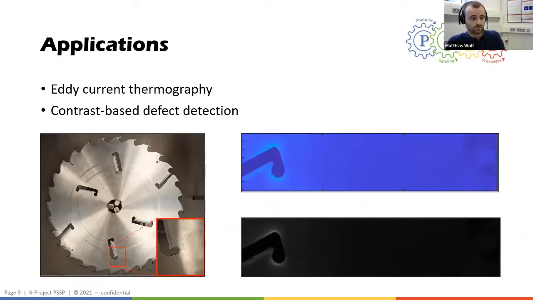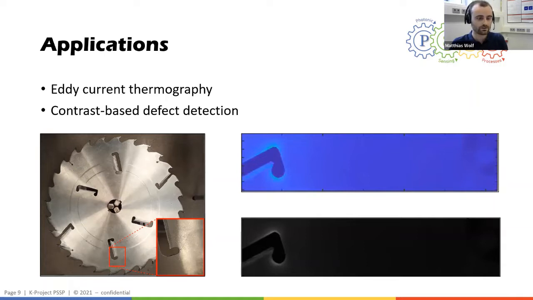If you're familiar with eddy current thermography, the eddy currents usually interact at all material interfaces, so also at the normal slots that are visible on that saw plate. But due to the especially sharp interface of the crack, which you can see in the bottom left picture on that slide, we get significantly large temperature peaks at that location.